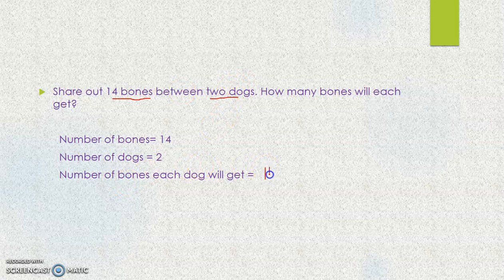14 divided by 2. 14 divided by 2 ചെയ്യാൻ എന്താ ചെയ്യേണ്ടത്? 2 into എത്ര ചെയ്താൽ 14 കിട്ടും എന്ന് ഫൈൻഡ് ചെയ്യാം. 2 ones are 2, 2 twos are 4, 2 threes are 6, 2 fours are 8, 2 fives are 10, 2 sixes are 12, 2 sevens are 14. So 2 into എത്ര ചെയ്താൽ 14 കിട്ടും? 2 into 7 ചെയ്താൽ 14 കിട്ടും. So number of bones each dog will get is equal to 14 divided by 2, which is equal to 7.